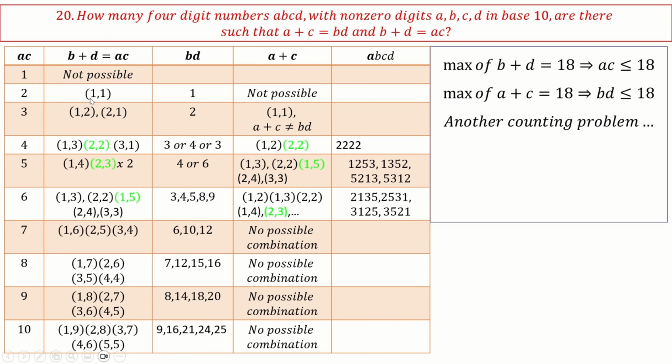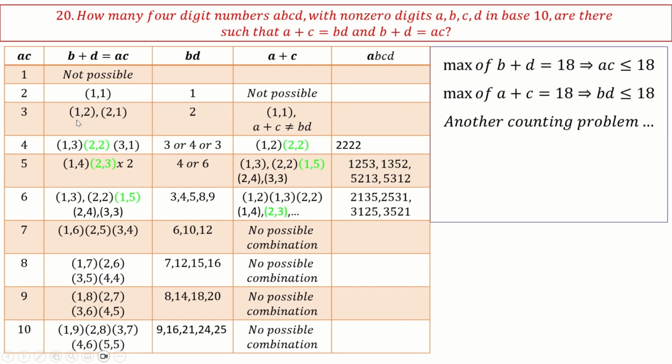If AC equal to 2, B plus D can be 1 comma 1 because 1 plus 1 is 2. In that case BD is equal to 1. If BD is equal to 1, I cannot form AC. Correct? A plus C has to be 1, which means 0 plus 1, and 0 is not a possible value, non-zero digit. So no possibility. Now 3.